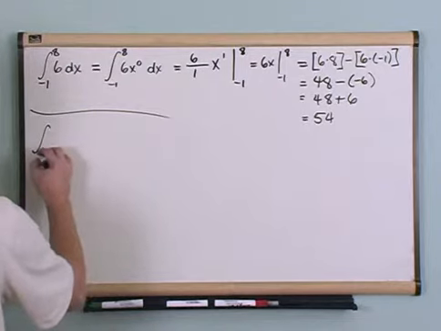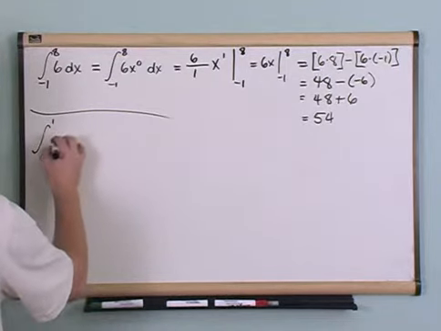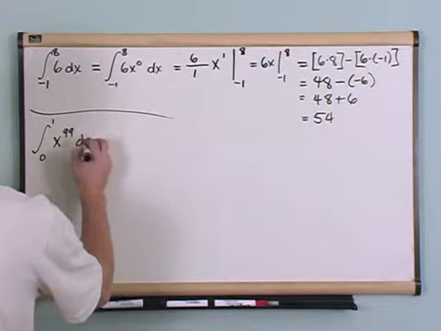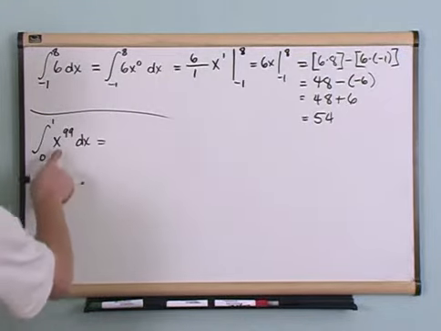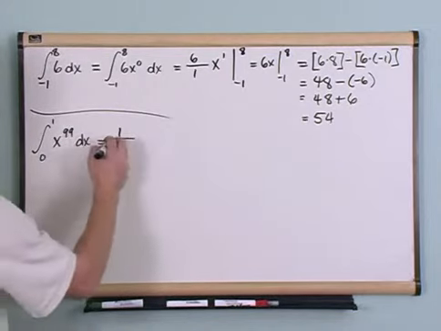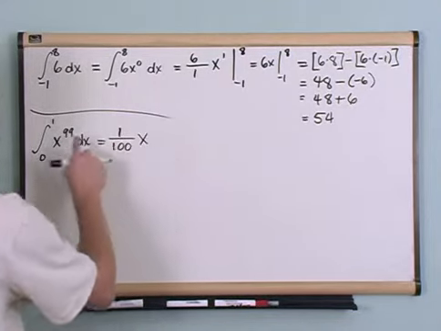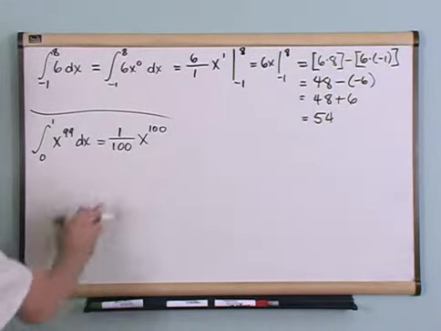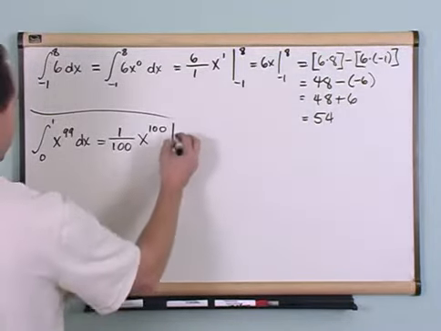The integral from 0 to 1 of x to the 99th power dx is equal to, we already know how to integrate this. It's 1 over 99 plus 1 is 100 times x to the 99 plus 1 is 100th power. This is just the formula we've used, evaluated from 0 to 1.